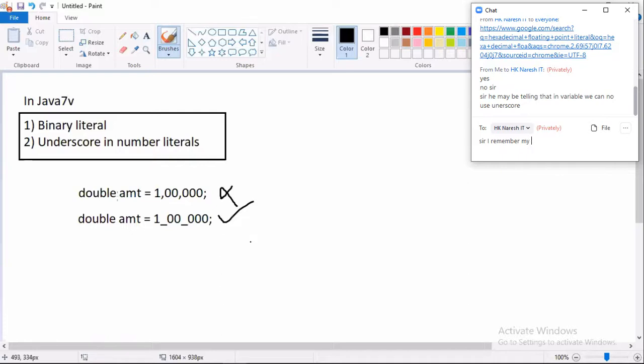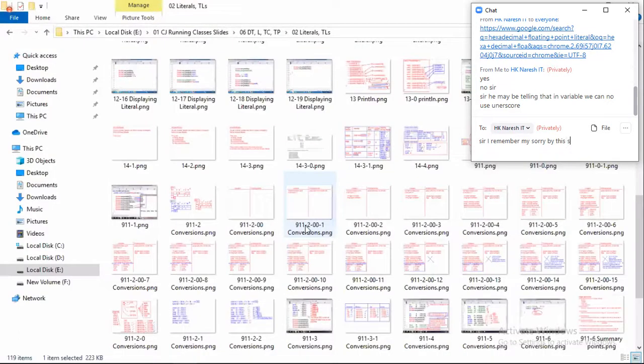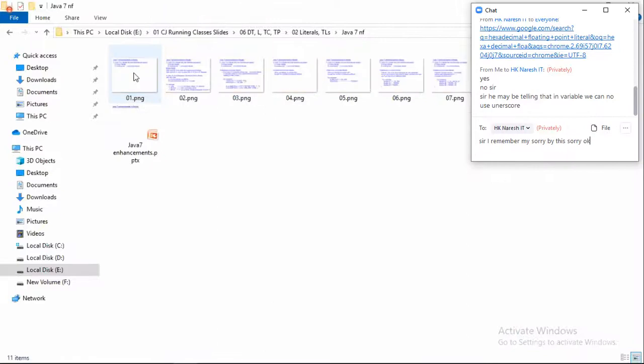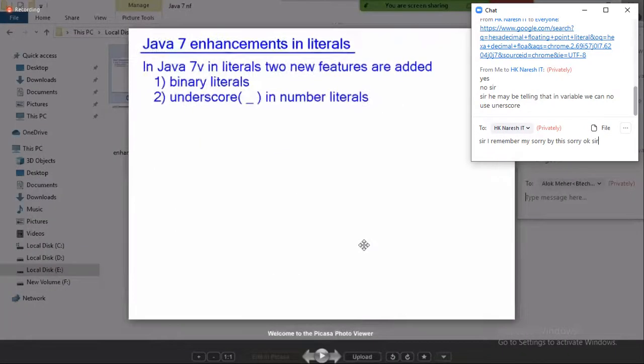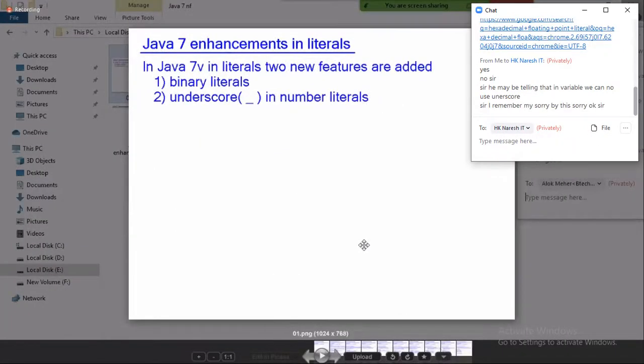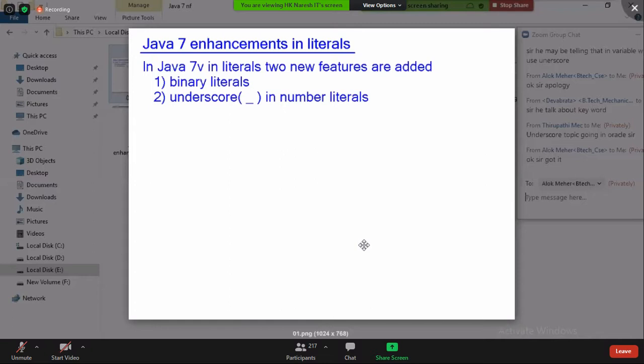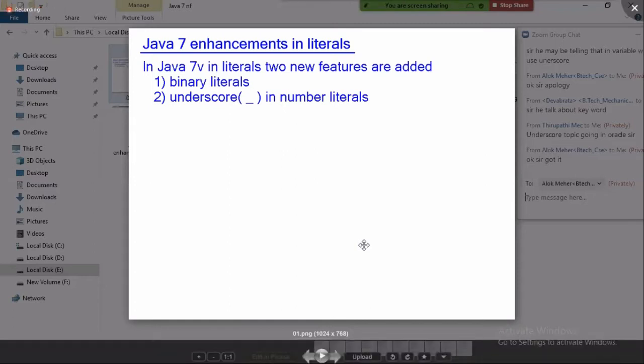Everyone got clarity? Yeah? This is Java 7 enhancement. Tell me, once you learn some topic, I told you many times, you have to do full R&D on the topic. You should not just practice 1 or 2 questions and leave. You must do full practice. You should find all the possible questions asked in the interview room.